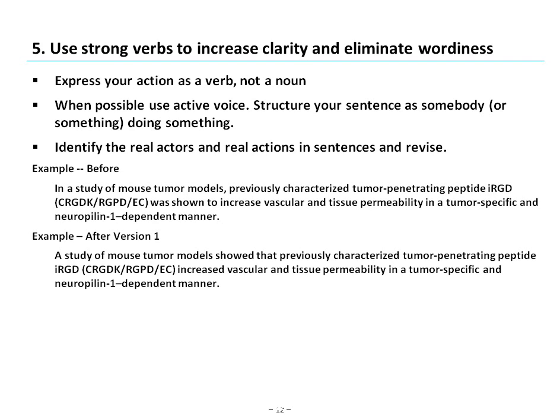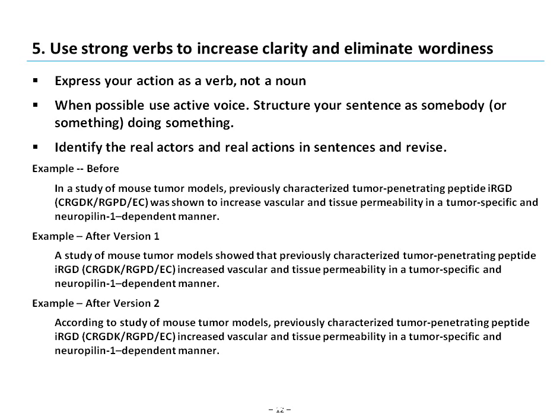It showed results. But what is the most important concept here? The increase in vascular and tissue permeability. So let's do another version. According to a study of mouse tumor models, previously characterized tumor-penetrating peptide, IRGD, increased vascular and tissue permeability in a tumor-specific and neuropilin-dependent manner. So now look at the after two version. Now, increased is the main verb of the sentence, and rightly so, because that increase is the most important point of the sentence.